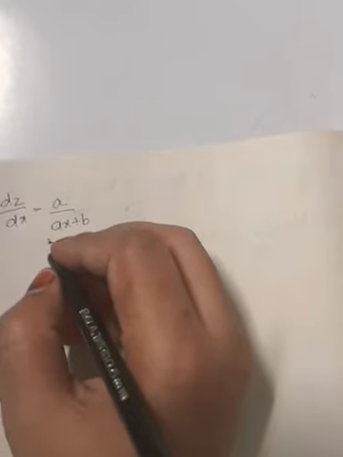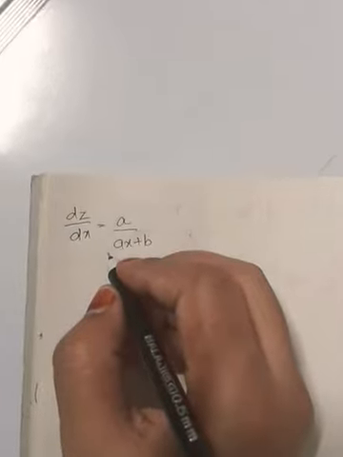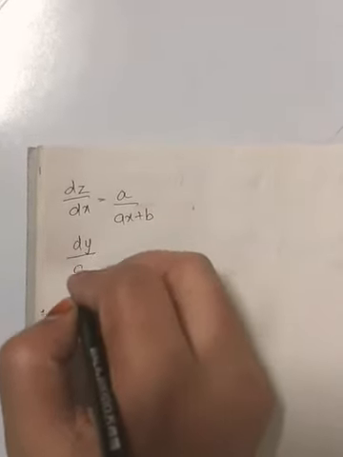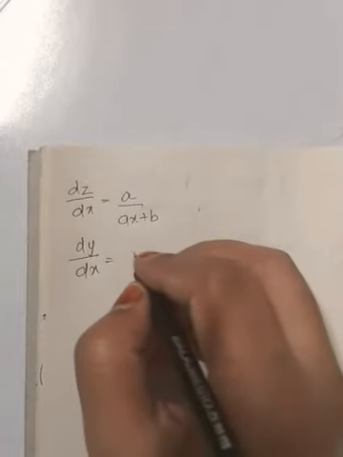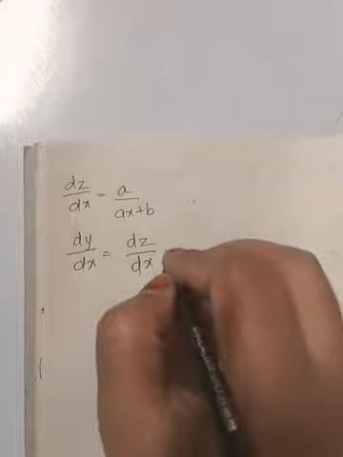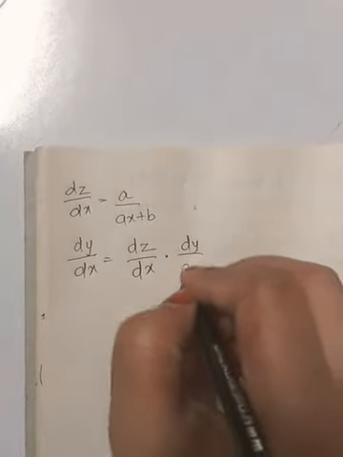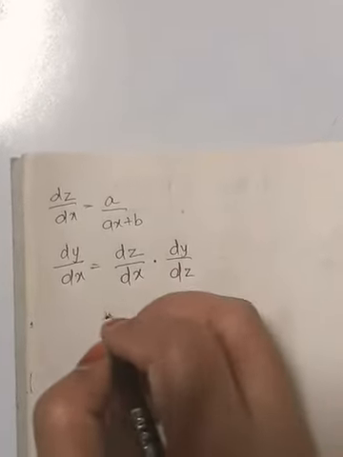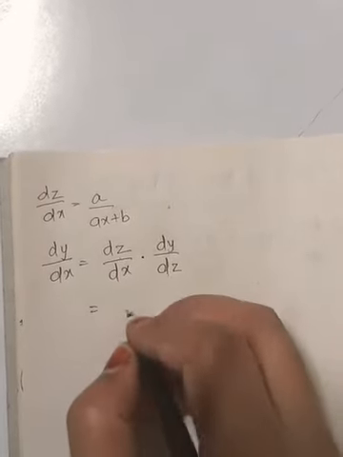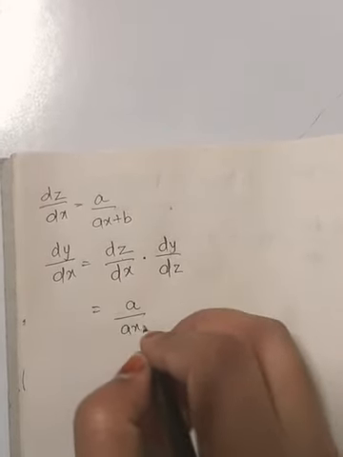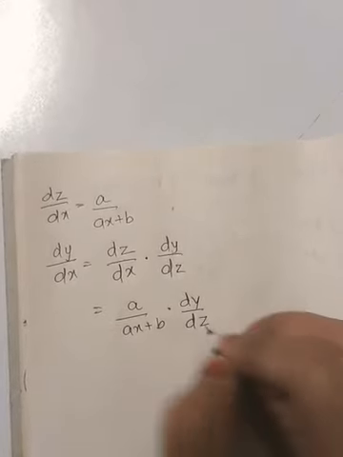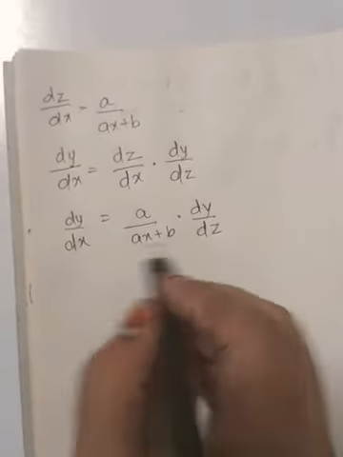Okay, if dz/dx is equal to a/(ax + b), what will be dy/dx? dy/dx is nothing but dz/dx into dy/dz. If we cancel these two, again we will get the same value. So now I am substituting: dz/dx is nothing but a/(ax + b), into dy/dz. Now we got this equation.